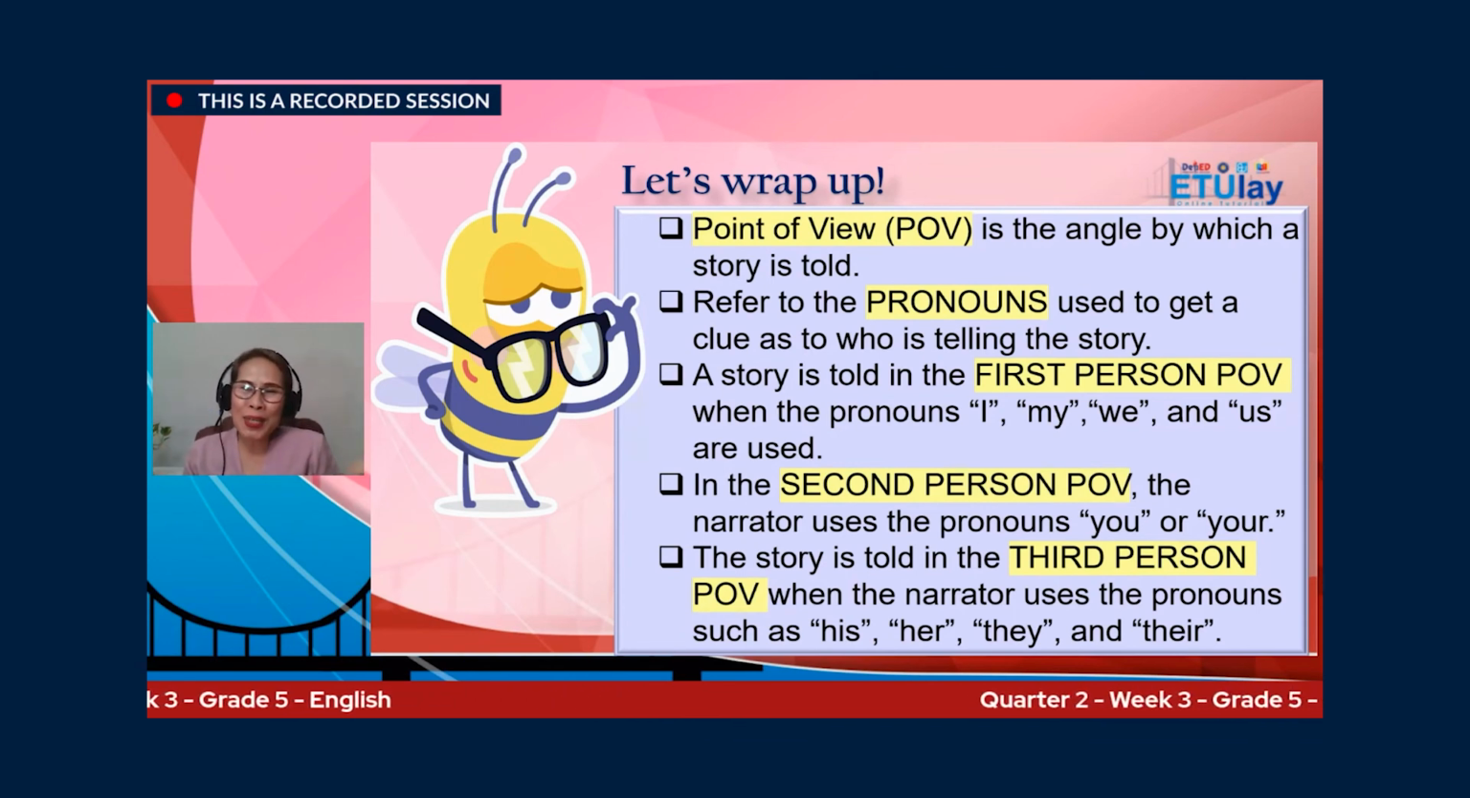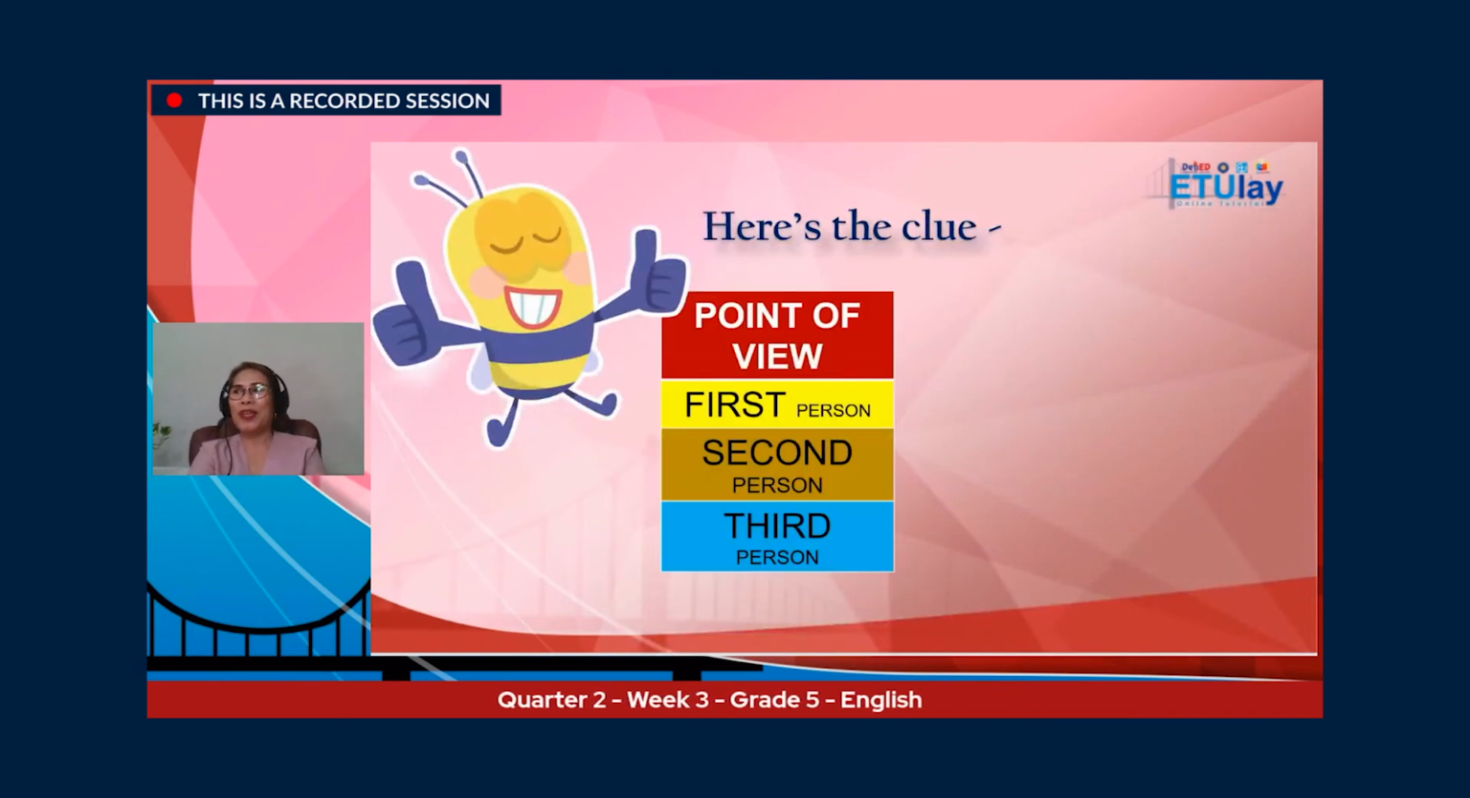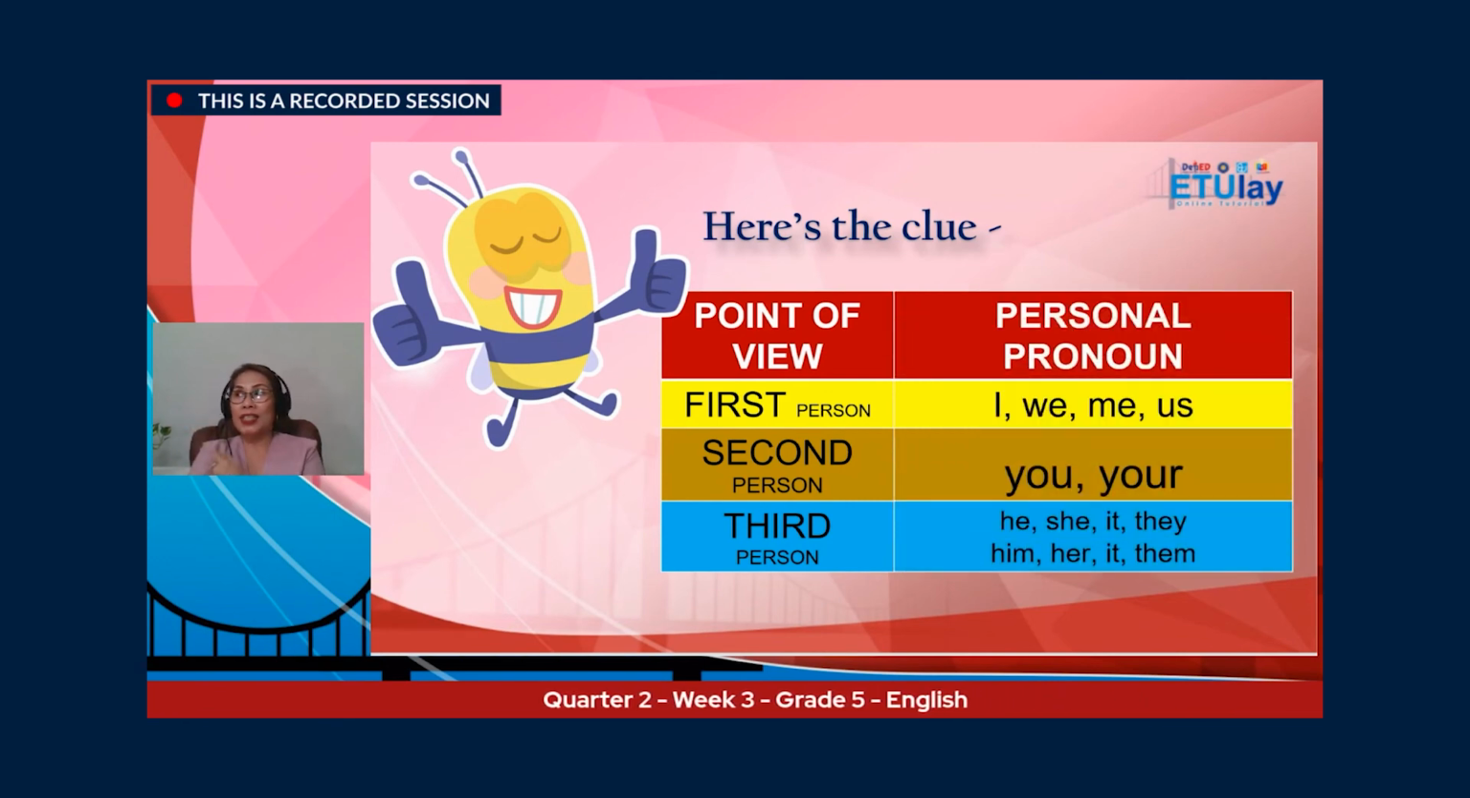Now let me make it easier for you to remember. Here's the clue. When the point of view is in the first person, second person, or third person, of course, the personal pronoun should also be in the same person. So let's have this one. First person: I, we, me, us. Second person: you, your. Third person: he, she, it, they, him, her, it, and them.